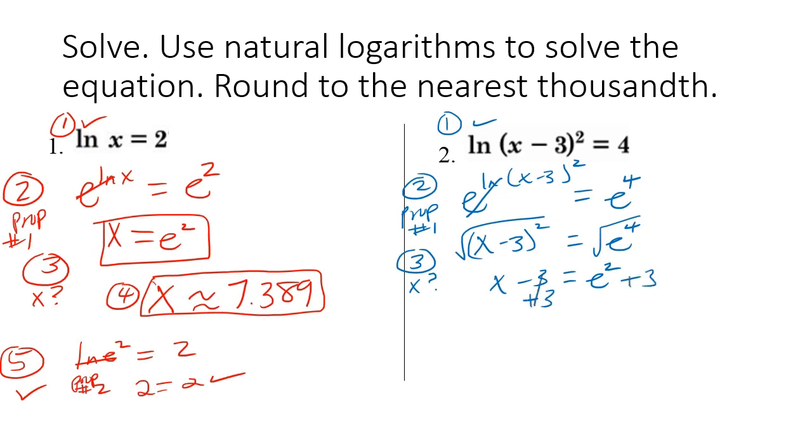So we have that our exact value is x equals e squared plus 3. And we're going to find out our approximate value. So our approximate value would be about 10 and 389 hundredths.